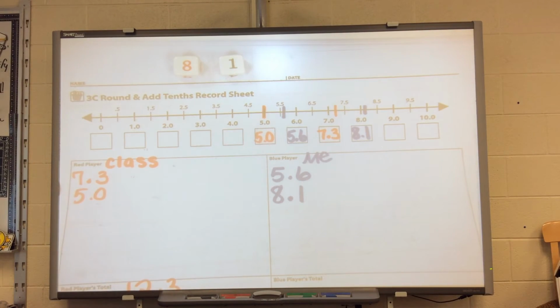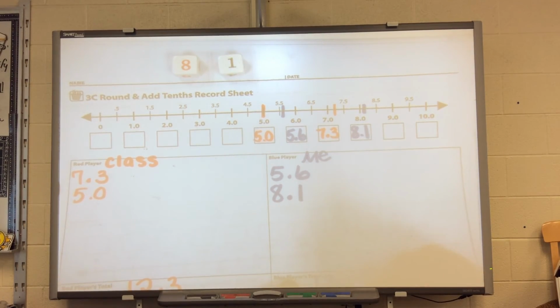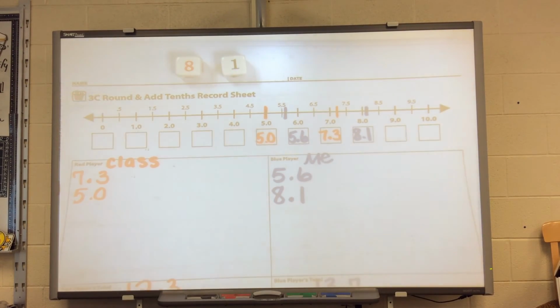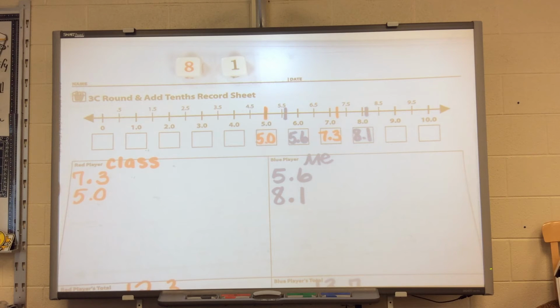Okay? If I added up my score, 5 and 6 tenths plus 8 and 1 tenth, what would I have? Evan? 13 and 7 tenths. Obviously, when you play with your partner, you're going to have to add up many more numbers than we just did, right? But at the end of the game, the player with the highest score is your winner.